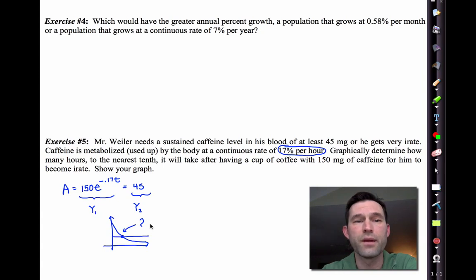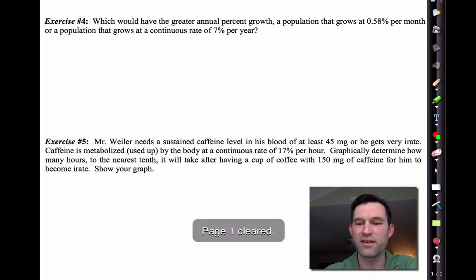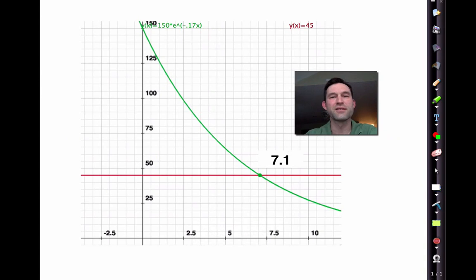All right, so what do we want? We want the number of hours it's going to take before I get irate. If you did this correctly to the nearest tenth, you would find 7.1 hours. I'll show you a graph of it in just a second, okay? But hopefully you found 7.1 hours. Let's scrub the ink. And there it is, right?